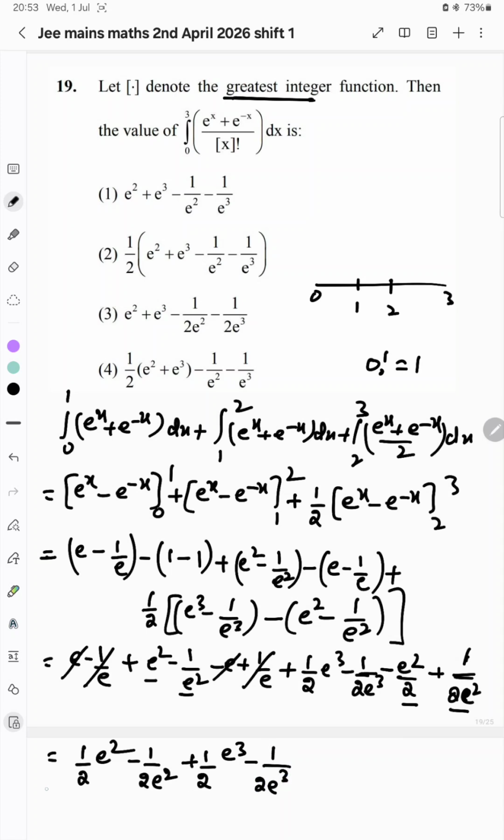So everywhere 1/2 is there, let's take 1/2 common. Taking 1/2 common, the balance terms are e^2 plus e^3, e^2 plus e^3. Next minus 1/e^2 is there, minus 1/e^3 also is there, so this will be the answer. So observe the options: 1/2 (e^2 + e^3 - 1/e^2 - 1/e^3), option 2.